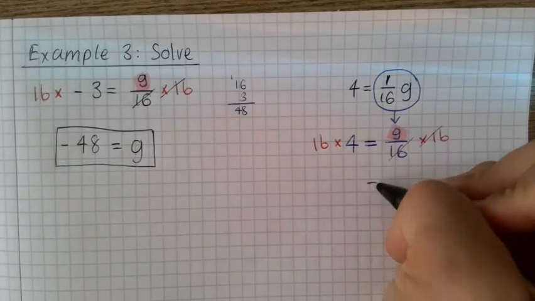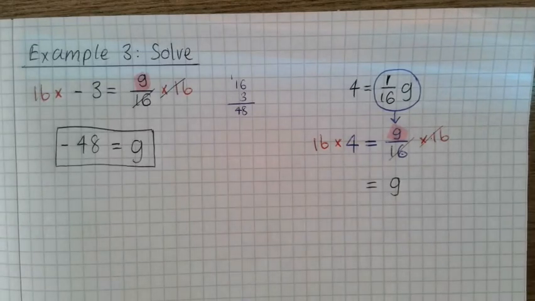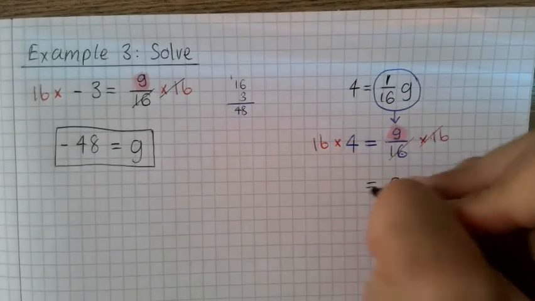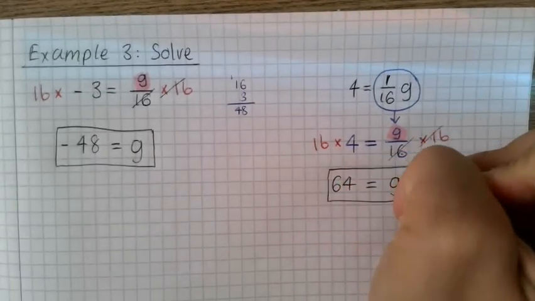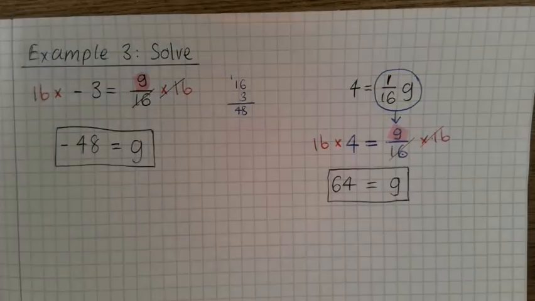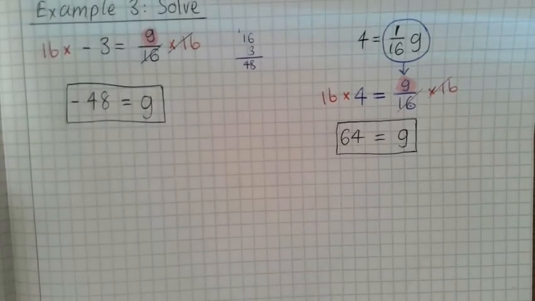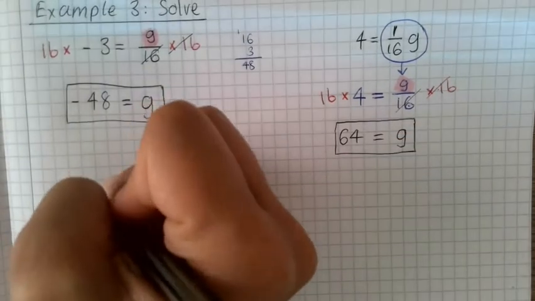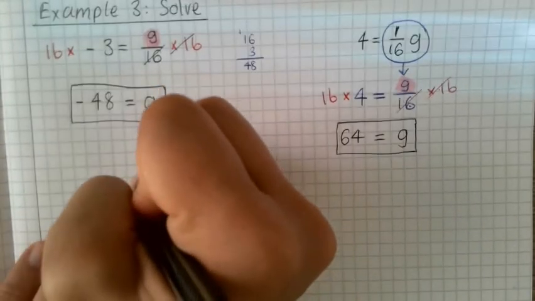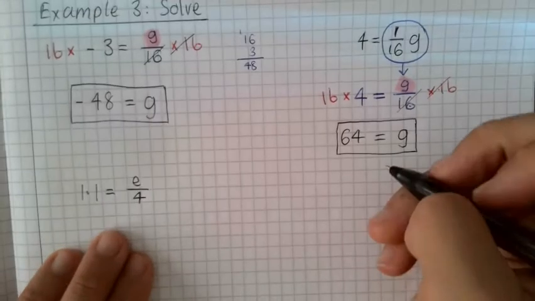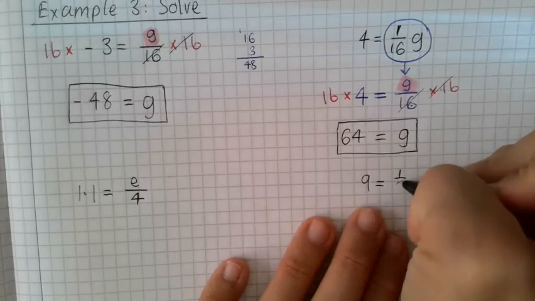So our answer then, well, multiply by 16, divide by 16 cancel to give us just G, and then 16 times 4 is 64. That one I just know off the top of my head. So I'm going to give you 2 to practice. I'm going to give you a completely different letter. You're going to have 1.1 equals E over 4. And I'm going to give you 9 equals 1/3 E.